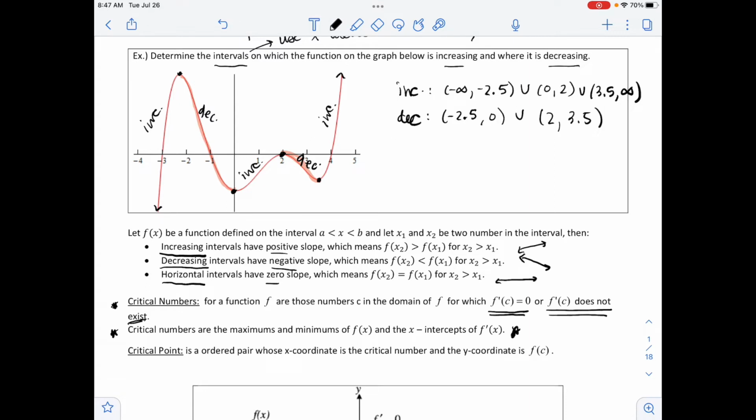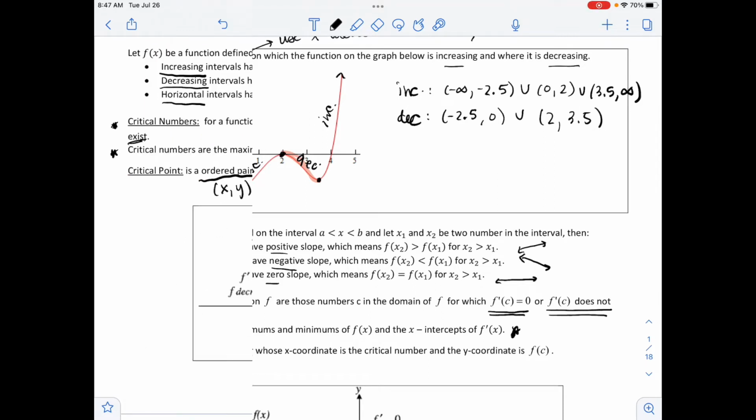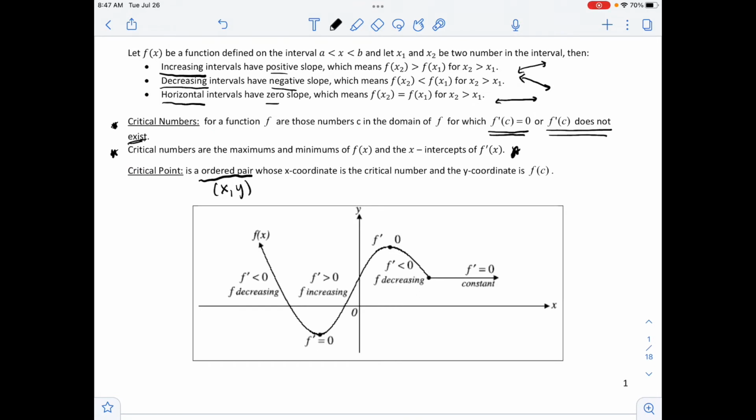We have critical points, which is an ordered pair, and remember an ordered pair is just x comma y, whose x-coordinate is the critical number and the y-coordinate is f of c. So plugging that back into the original function. The graph right below is an example of a function that we could have, and so you can see that where f is decreasing, our derivative would be less than 0. Where f is increasing, our derivative is greater than 0. And then where the derivative is equal to 0, it's either where we have constant or where we have these maximums and minimums.